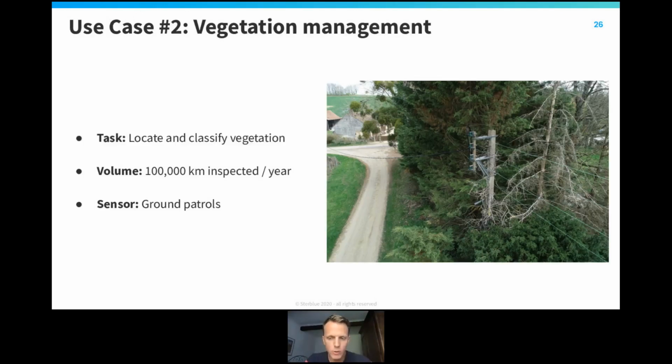Vegetation management for Enedis consists of locating and classifying the vegetation in a corridor of 15 meters around their grid. The volume is quite large. They inspect every year one third of their medium voltage grid, and they have been using mostly ground patrols, though they have been introducing long-range UAVs in the past years. It's still mostly ground patrols who are performing inspections today.